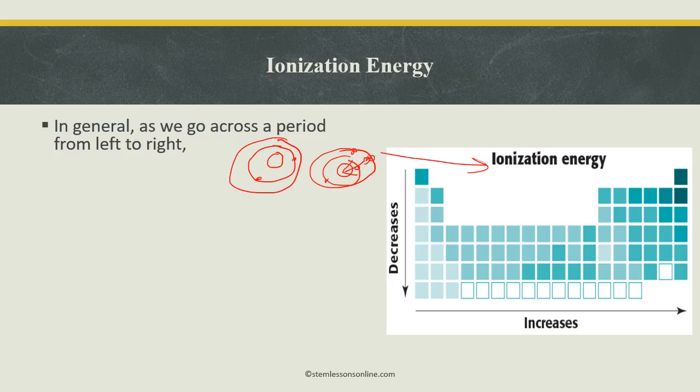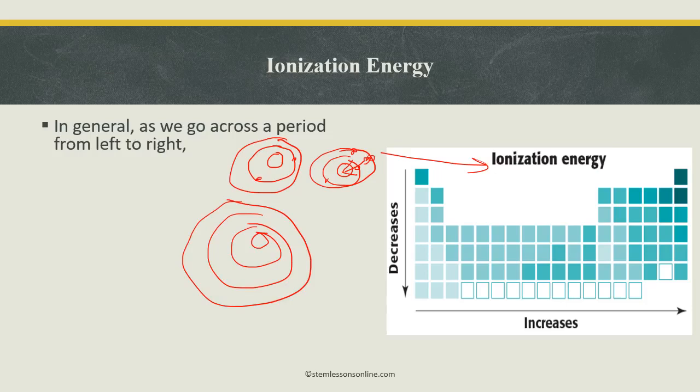Nuclear attraction, Coulombic attraction increases. Okay, so when you go down the group, what is happening? When you go down the group, even though the number of protons are increasing, what happens is the shells are getting, more shells are getting added.